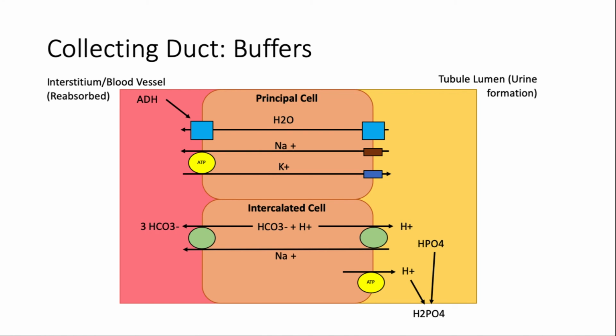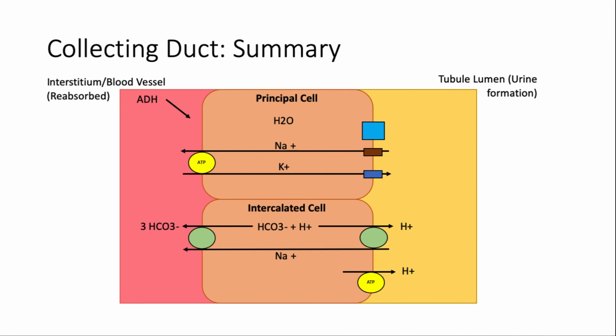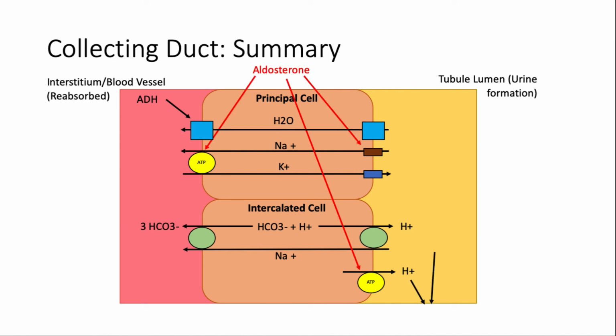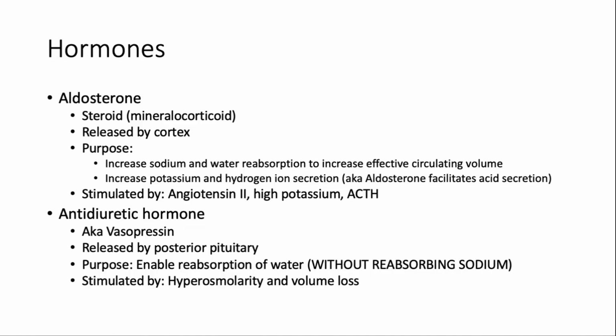Now, phosphate varies with dietary intake, and between phosphate and ammonium, we can only really secrete a third of our acids. And so we really need that bicarbonate to be able to consume the other 2/3. Notice aldosterone and ADH and where they act. And notice that we're getting rid of a lot of those hydrogen ions.